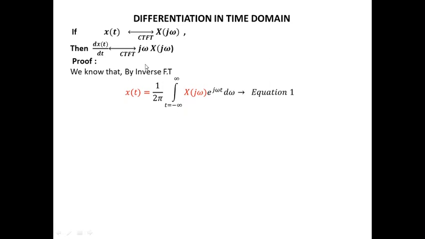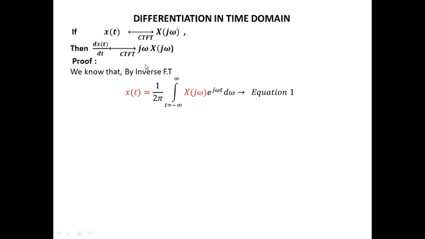So the next property is differentiation in time domain. The property goes like this: if X of j omega is the CTFT of x of t, then j omega into X of j omega will be the CTFT of dx of t by dt. Very simple property. If a signal is differentiated in time domain, then in frequency domain it will get multiplied by j omega. That's it.